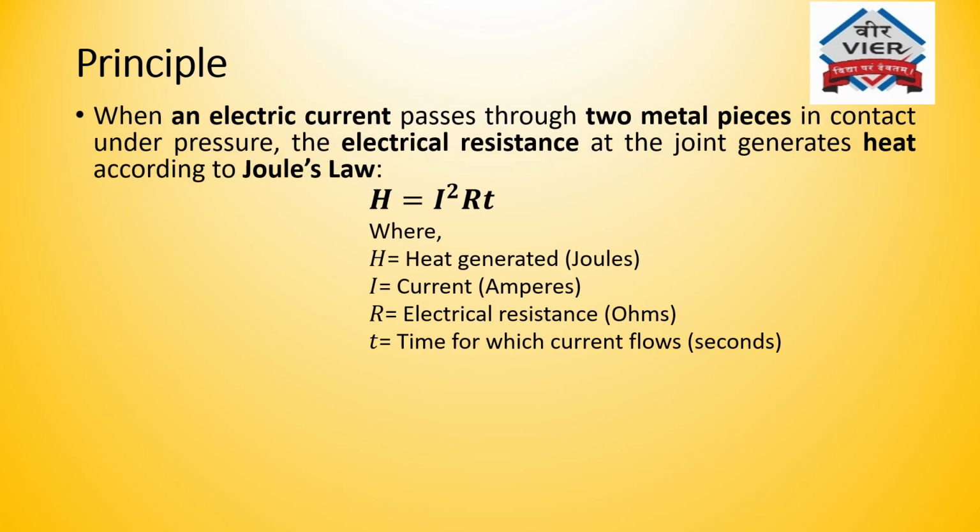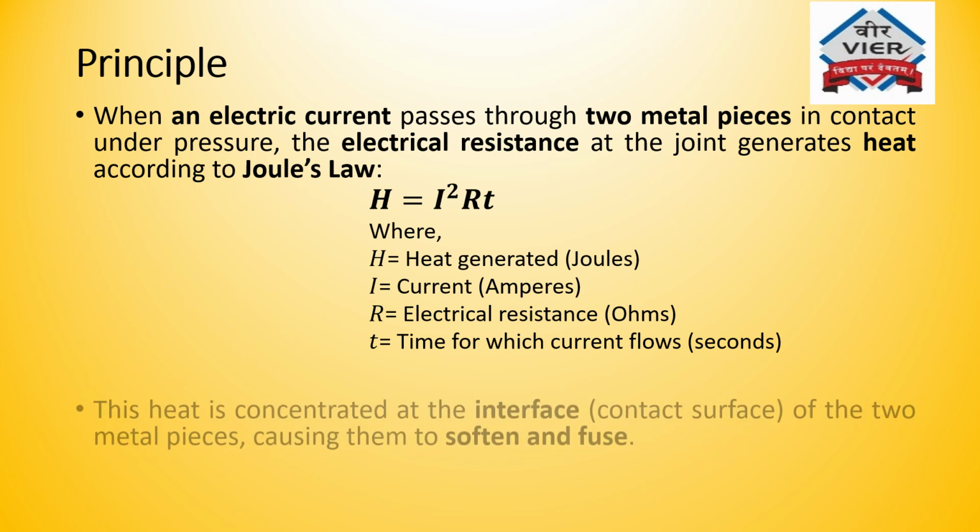The principle is, when an electric current passes through two metal pieces in contact under pressure, the electrical resistance at the joint generates heat according to Joule's law. And what is Joule's law? Joule's law is H equals I squared R T, where H is heat generated, I is current, R is electrical resistance, and T is the time for which current flows.